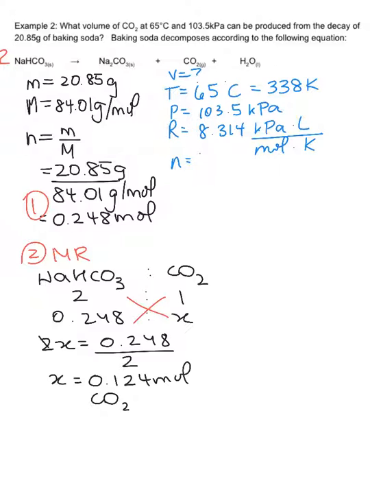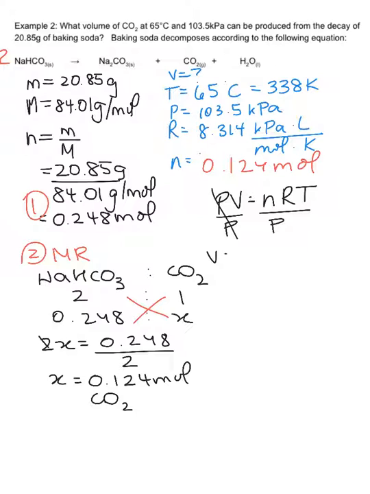So let's just plug that in up here. So now I know that I have 0.124 moles of carbon dioxide, and I have all of the other information that I needed for my ideal gas law in order to solve for the volume. So my ideal gas law again, PV equals nRT, trying to solve for the volume. So let's just get rid of my pressure term. So volume equals nRT divided by P.